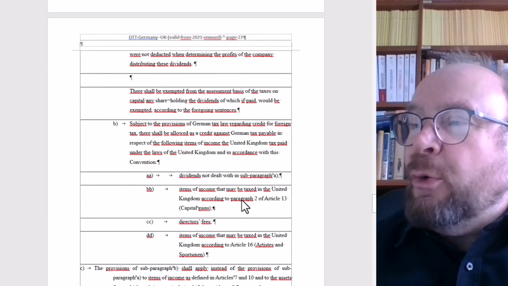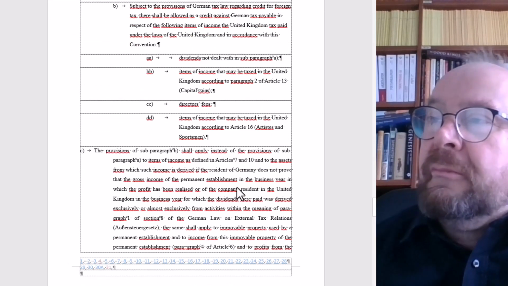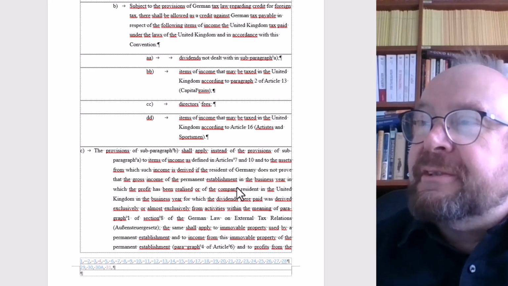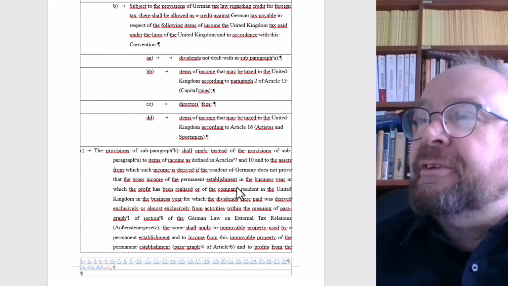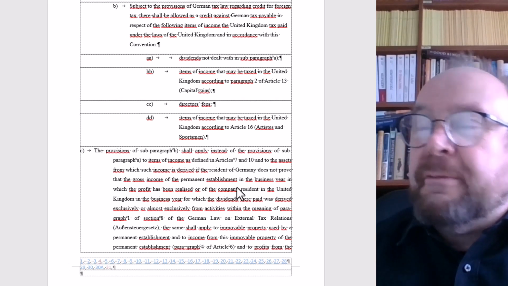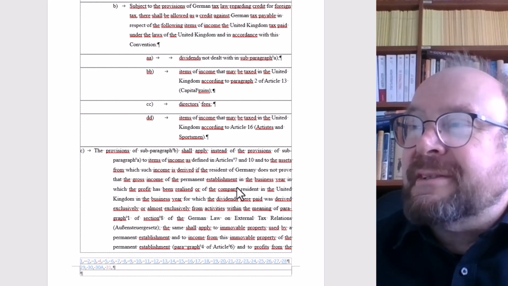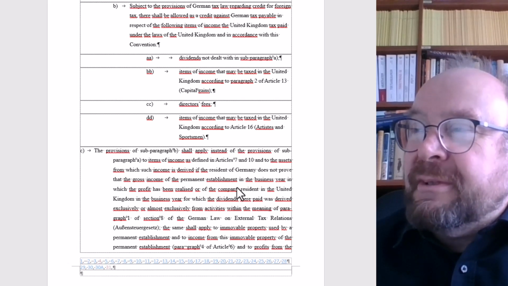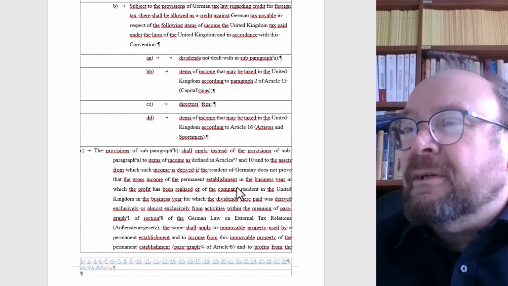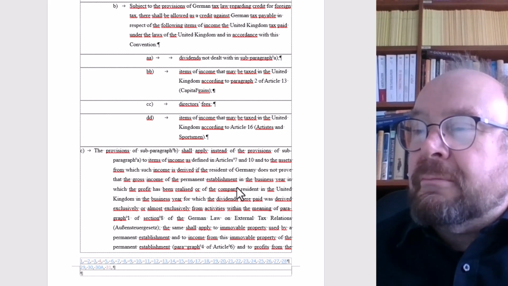And now we don't find any business profits from a permanent establishment listed under B. However, we have here a letter C, subparagraph C, which says the provisions of paragraph B, so the credit method, shall apply instead of the provisions of subparagraph A to items, so parts of income as defined in Article 7, yes, our case, and to the assets from which such income is derived, if the resident of Germany does not prove that the gross income of the permanent establishment in the business year in which the profit has been realized in the UK was derived exclusively or almost exclusively from activities within the meaning of paragraph 1, section 8 AStG, Außensteuergesetz.